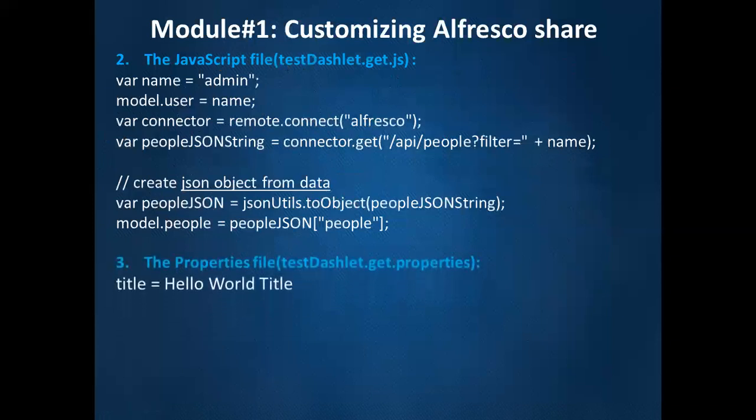It's the properties file. As I said, the properties file is for displaying the label. I want to display a label inside my dashlet. What is this label called? A title. This title will display in my dashlet like this. This is the value of my label called title: Hello world title.